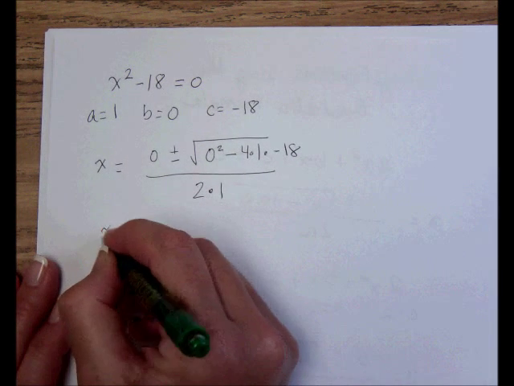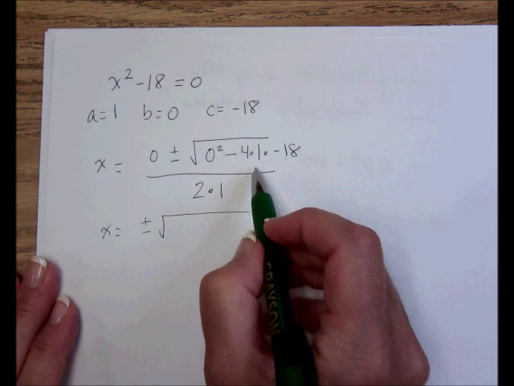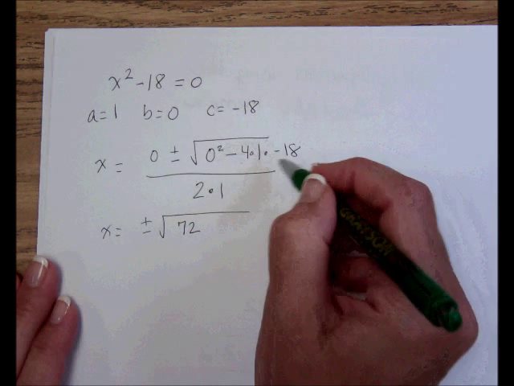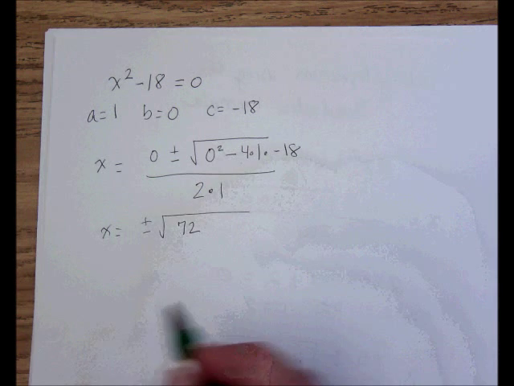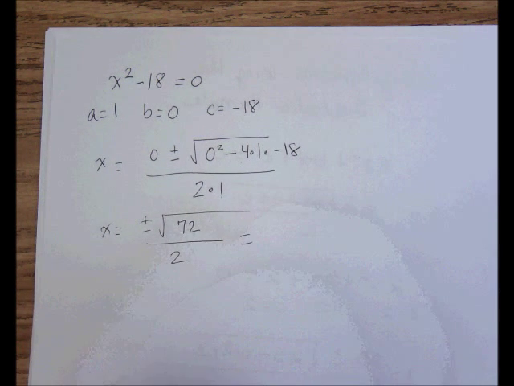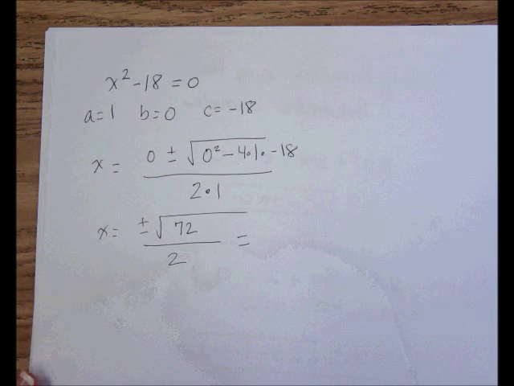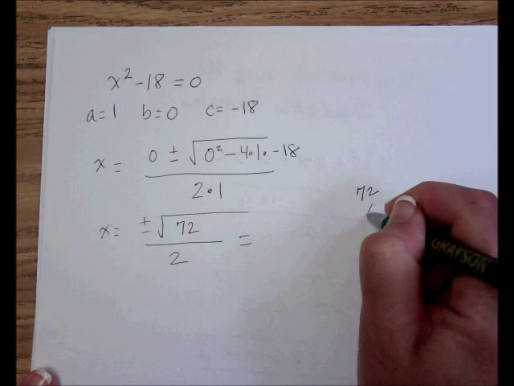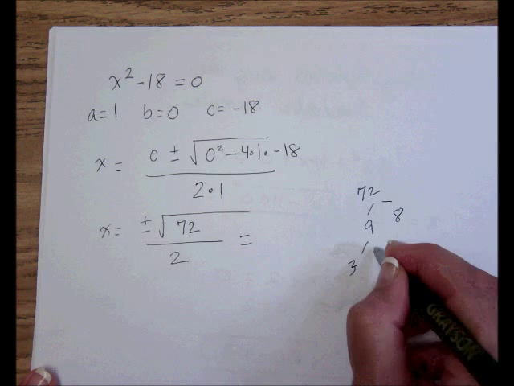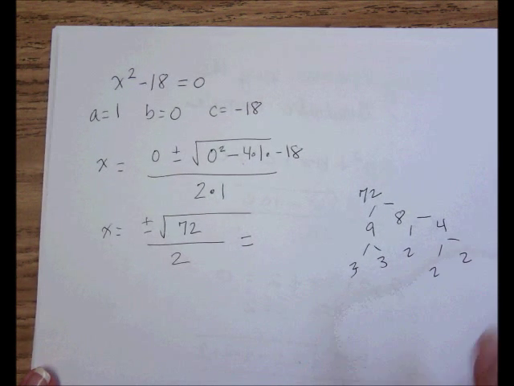So I just begin simplifying, and it's going to be plus or minus, and then I just have 18 times 4, which is going to be 72, I do believe, divided by 2. Then I'm going to simplify that, and if you notice, 72 is not a perfect square, so I'm going to do my factor tree, and I'm going to do 9 times 8, and then 3 times 3, and then 2 times 4, and then 2 times 2.